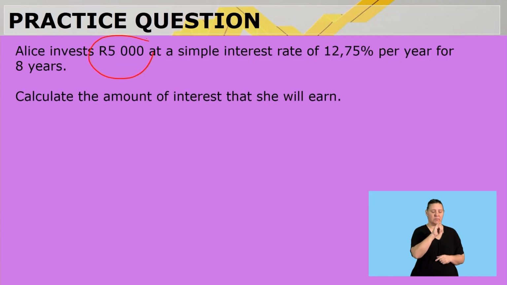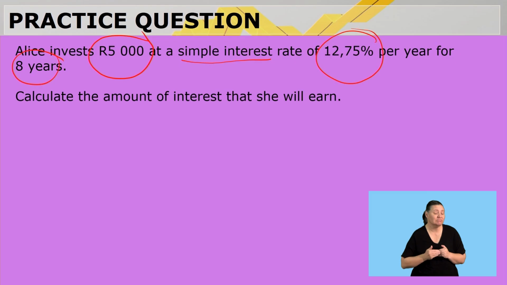Let's start with our first question. Alice invests 5,000 Rand at simple interest at a rate of 12.75% per year for 8 years. Calculate the amount of interest that she will earn. So remember, because it's simple interest, my interest value is going to remain the same for the whole 8 years.